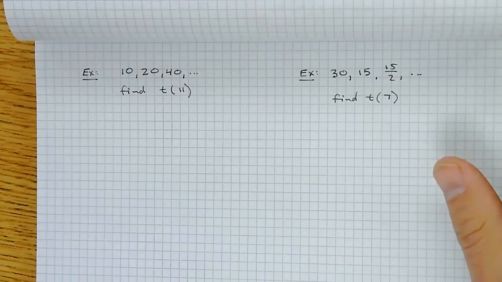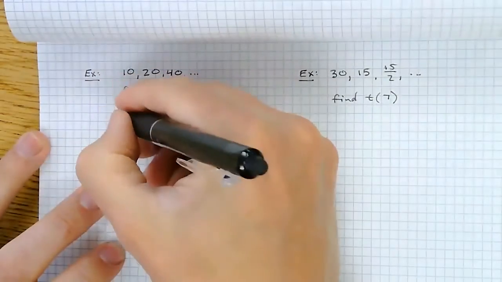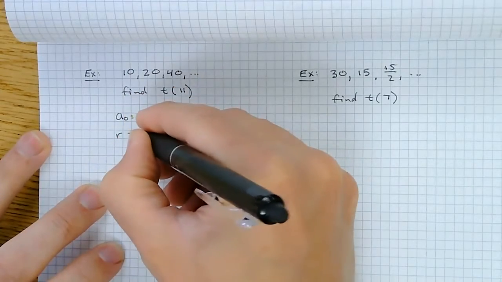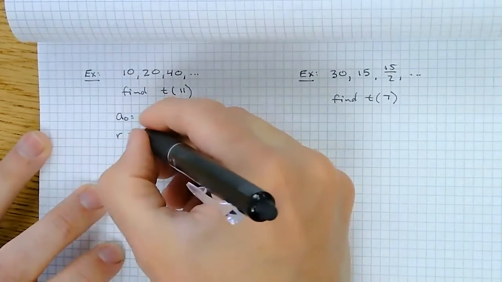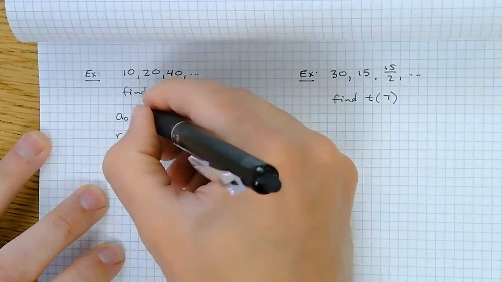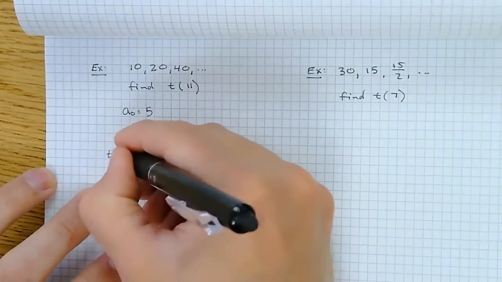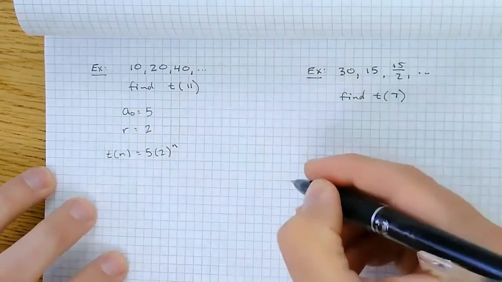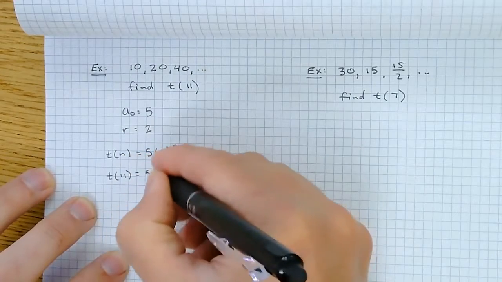Okay. So the first one, 10, 20, 40. What are we doing between each term? Multiplying by 2. So we divide by 2 to get our 0th term. In this case would be 5. So t of n equals 5 times 2 to the nth power. Find the 11th term by plugging in 11 for n.